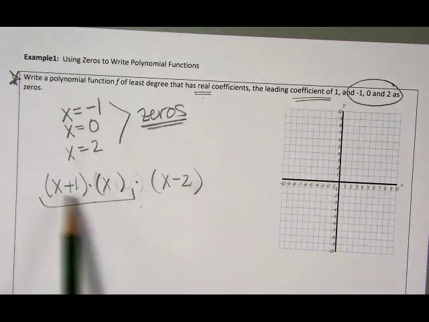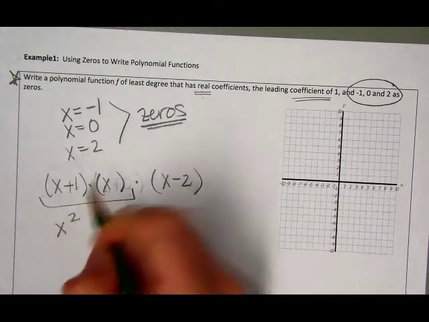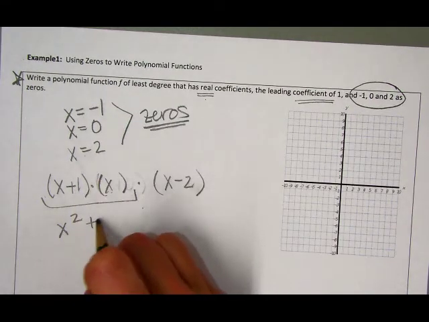So if I FOIL or distribute my groups here, x times x is x squared, and 1 times x is a positive 1x.